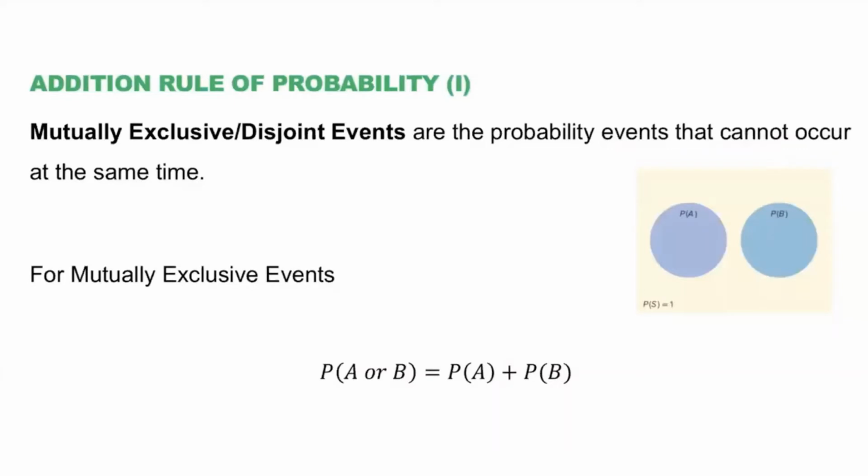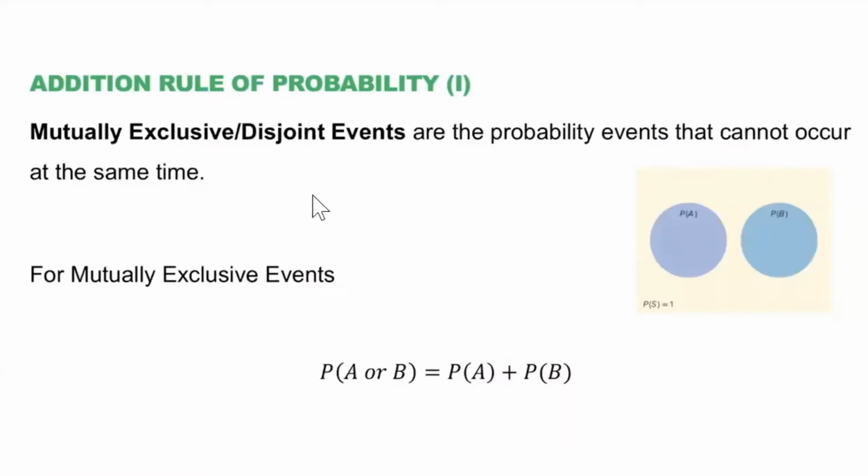Okay, so today we are working on the addition rule of probability. There are two parts in this rule. The first part is for mutually exclusive or disjoint events. When I say mutually exclusive or disjoint events, these are the probability events that cannot occur at the same time. So they are called disjoint events.